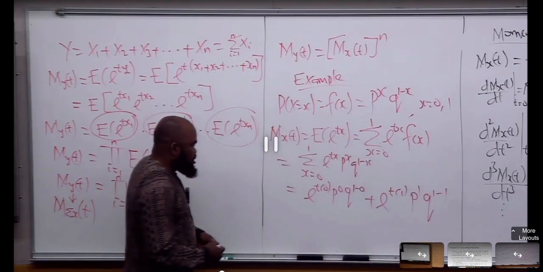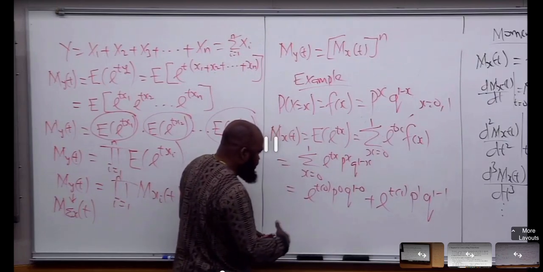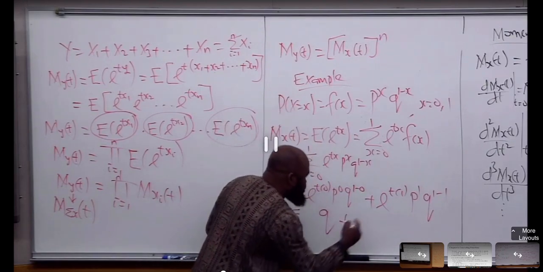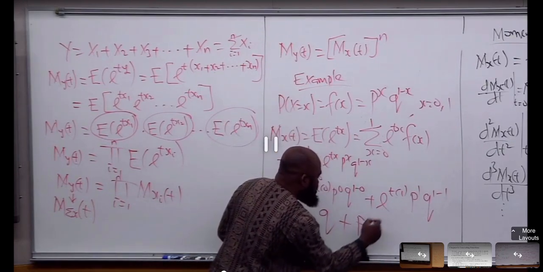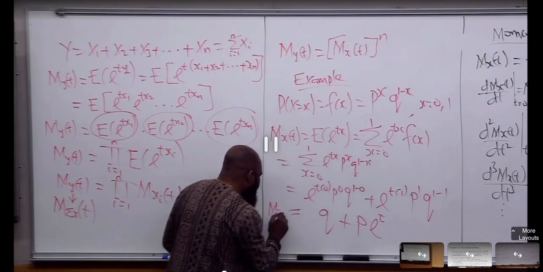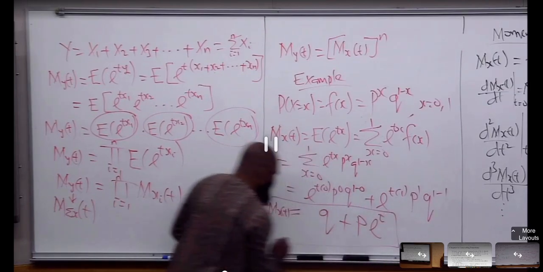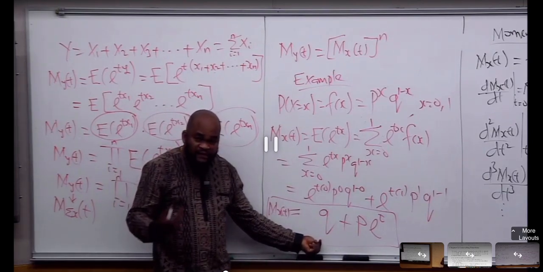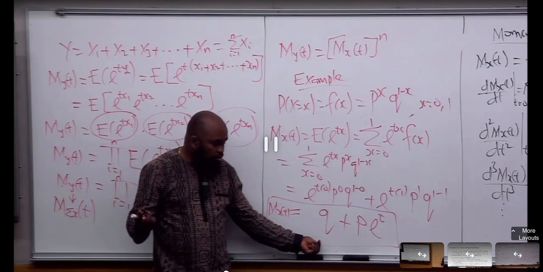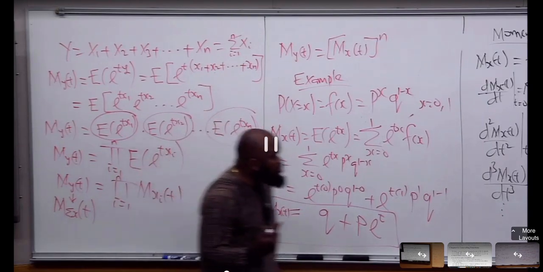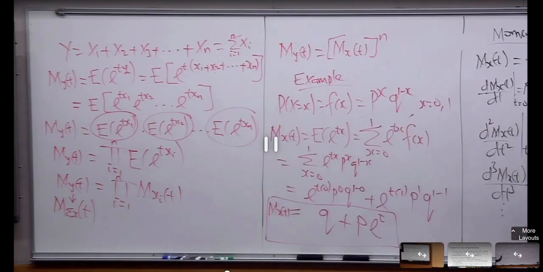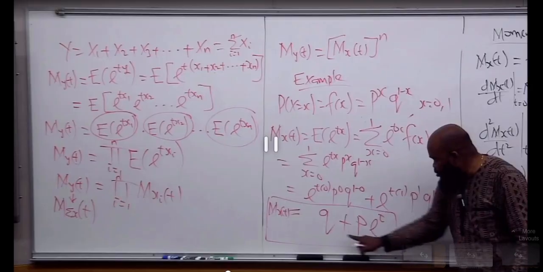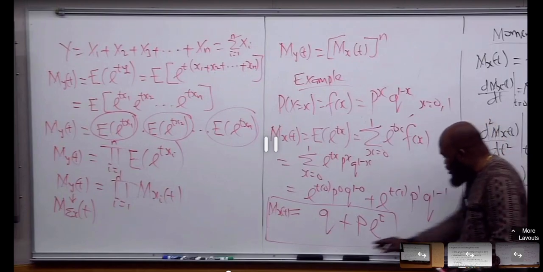Now, when you take a look at what I have right now, this is just going to be q, plus this is going to be p e raised to power t. Please pay attention. What I've derived here is the moment generating function of a Bernoulli distribution. If I want to know if I'm right, plug in 0 to wherever you see t. I told you the other time, when you plug in 0 to wherever you see t, it should give you 1. If you plug in 0 here, of course q plus p is 1.